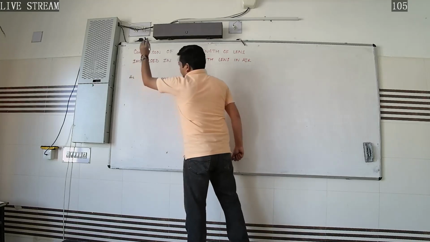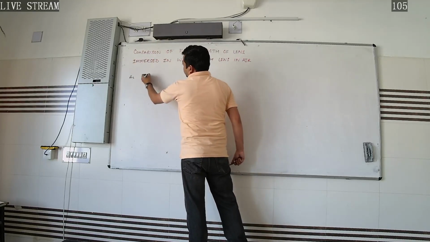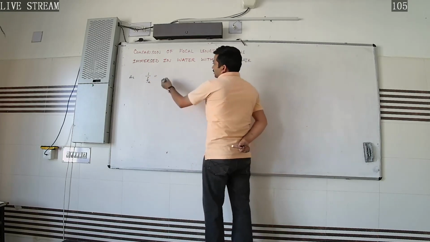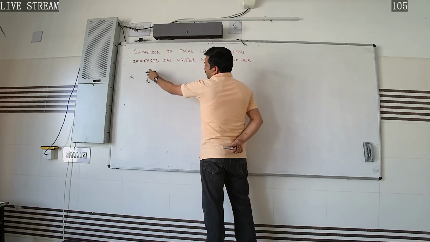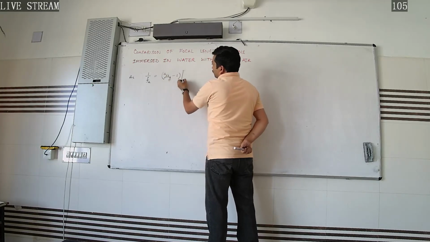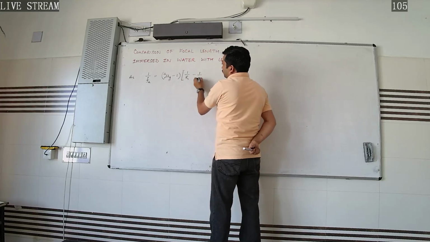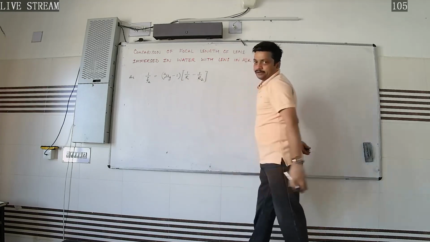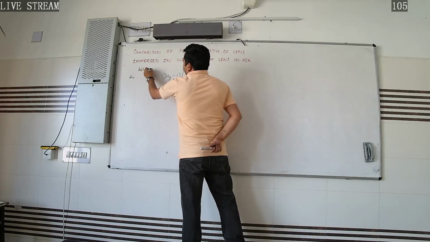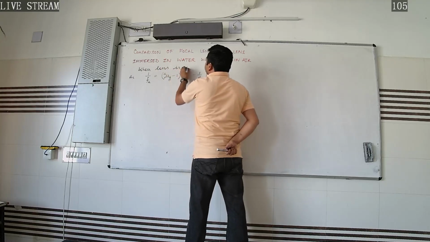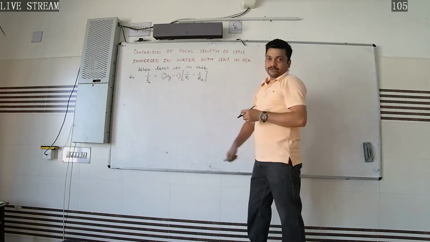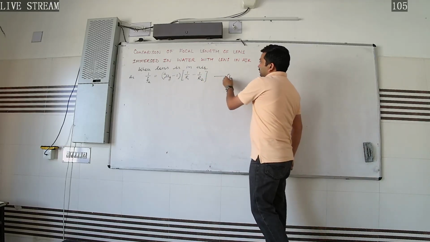Let us consider the focal length of the lens in air is denoted by FA. So according to the lens maker's formula, we have the formula 1 by FA is equal to aμG minus 1 into 1 over R1 minus 1 over R2, when the lens is in air. So the rays of light will go from air to glass. So that's why I have written here aμG. Let it be equation number 1.